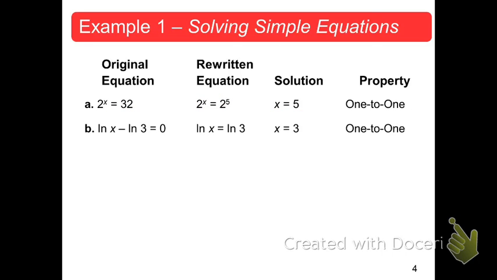For our next example, we have natural log of x minus natural log of 3 is equal to 0. If we add the natural log of 3 to both sides, then we have an equation where again we can use the one-to-one property, which tells us that x is equal to 3.